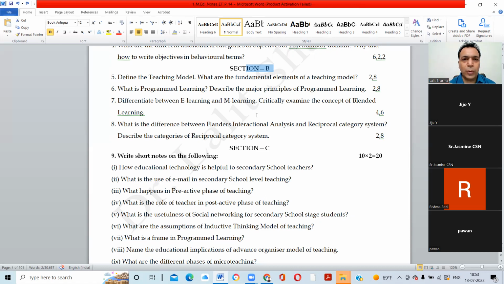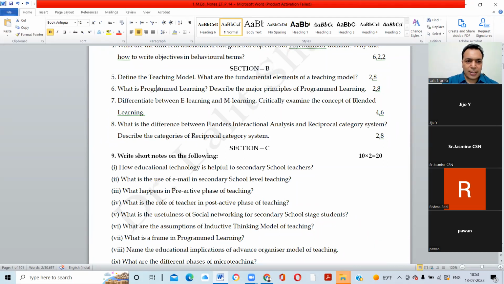So guys, I advise all of you, if you are not doing all the models, you are skipping them for the long ones, you are doing all the 3 questions. Then do one thing, at least learn this, because if this question repeats, you can write it also. Teaching model, what are the fundamental elements? Those 5 or 6 fundamental elements: focus, syntax, social system, application. These are 5 or 6 points.